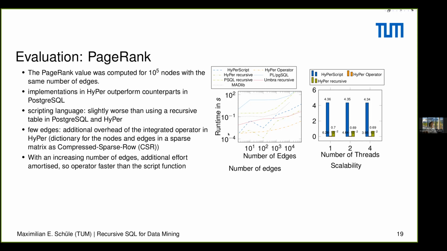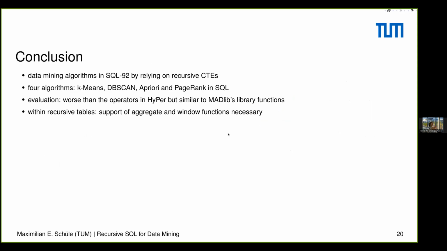To conclude, I have shown you some data mining algorithms in SQL-92, just relying on recursive CTEs. I have shown you four algorithms: k-means, DBSCAN, a priori, and PageRank in SQL. And what we could see is that the performance was worse than the operators in Hyper, but similar to MATLAB's library functions. And within recursive tables, we need the support of aggregate and window functions to fully use the possibilities of SQL-92 and recursive tables.